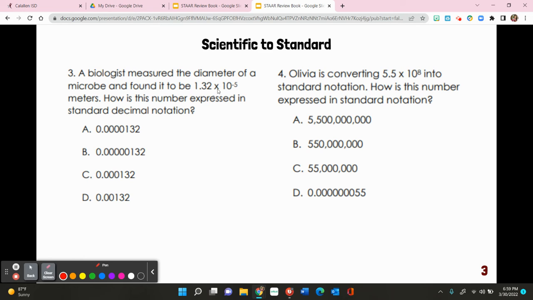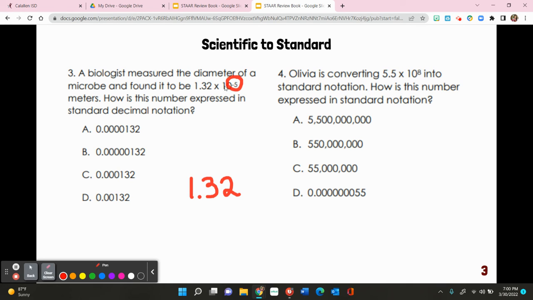So the first thing I'm going to do is rewrite the number. My number is 1.32. Now, I also want to talk about this exponent of negative 5. That's very important that we pay attention. Since this exponent is negative 5, that tells us that our number should be very small. I should not have a number that is larger than 1. Now, if we look at our answer choices, everything looks small. Everything is smaller than 1.